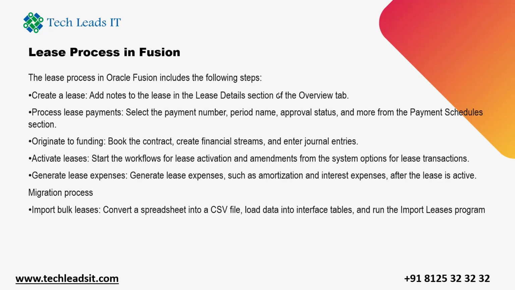Okay. So the next thing is how your lease processes will happen in Fusion. In the lease accounting process, basically we are going to create the lease, and we are going to process the lease payments and originate the funding. We'll book the contract and create financial streams and the related journal entries. And we are going to activate the leases and generate the lease expenses, the amortizations and everything.